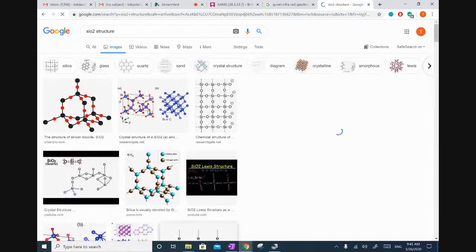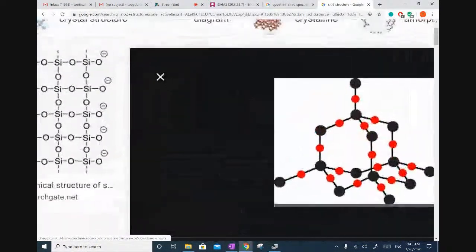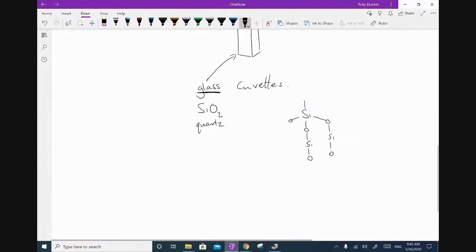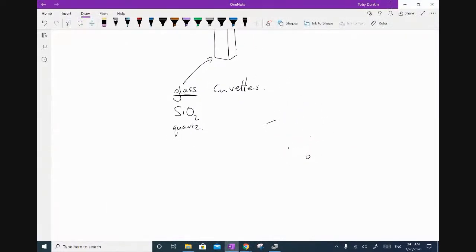There we go. So why would I want to use a material such as this? The reason being is because it's giant covalent, the bonds are very, very strong, very rigid.